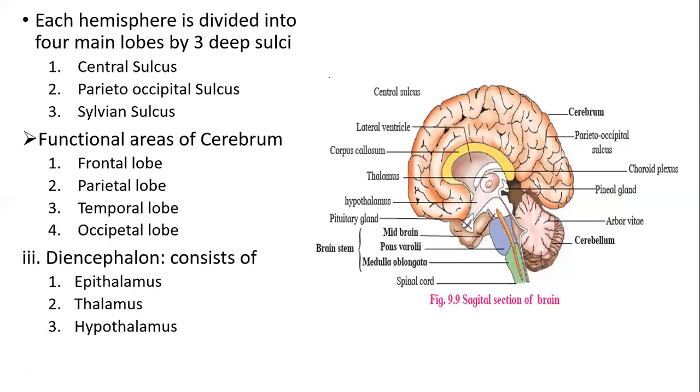फोरब्रेनचे आपण कोणते 3 पार्ट बघतोय? फर्स्ट वन olfactory lobes, then the largest part that is cerebrum, and the third one that is diencephalon. This diencephalon consists of 3 parts, that is epithalamus, thalamus and hypothalamus.